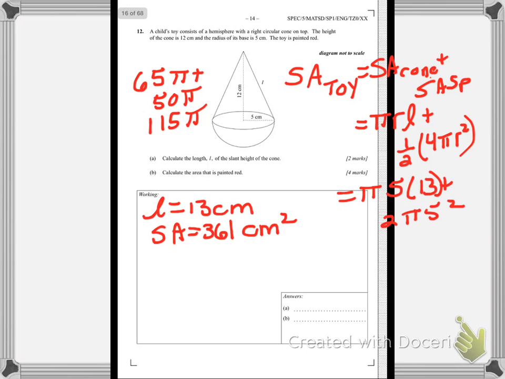All right. So you guys, hopefully, I don't expect you to memorize the surface area of a cone, but I want you to know where it is on your formula chart.